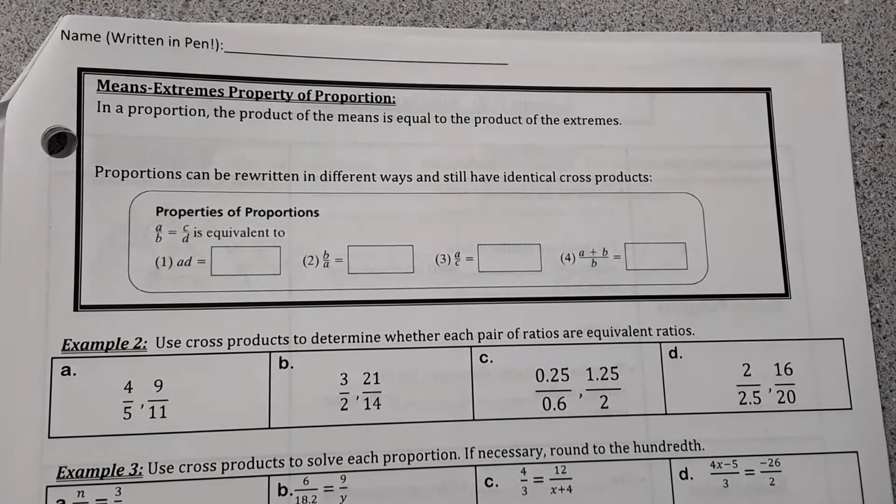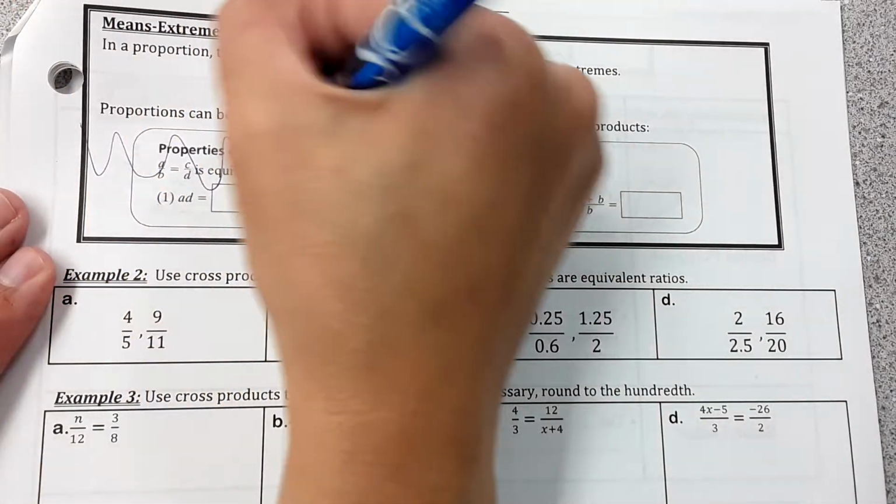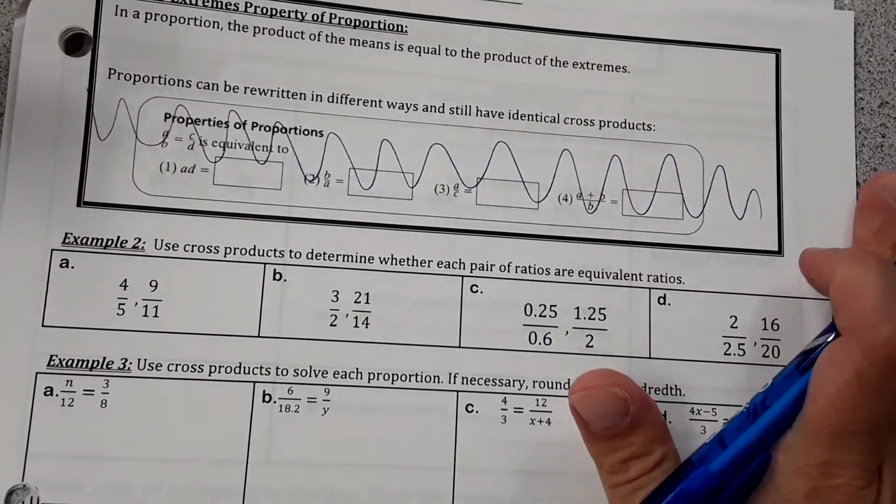Okay, next. Means and extremes, properties of proportion. Again, I'm going to cross this out. Not that it's not important, but I don't want to give you too much at once.